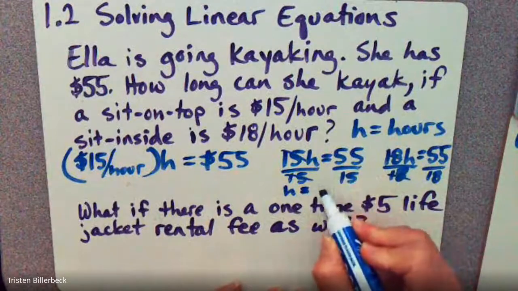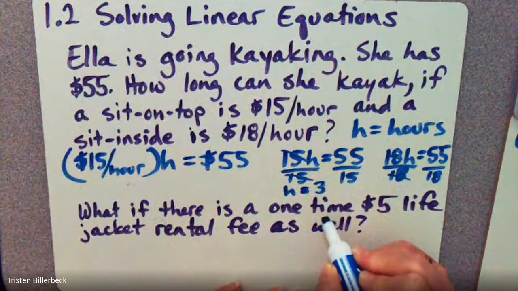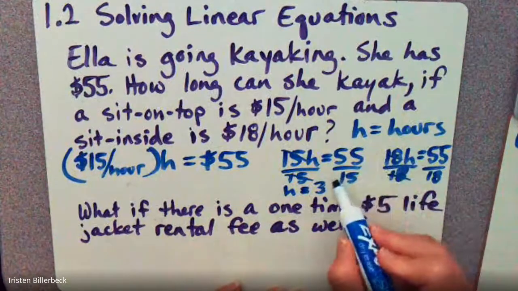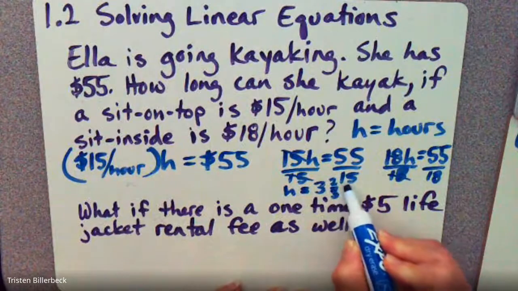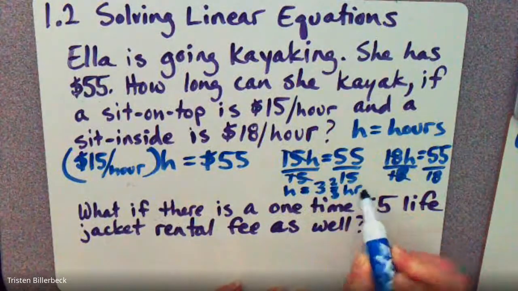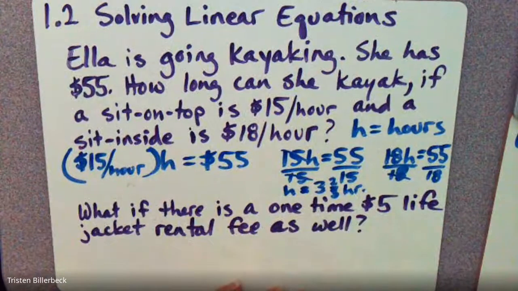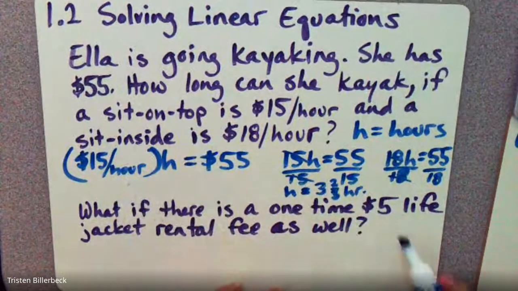3 times 15 is 45. So we have 3, and then we have 10 left over. So 10 over 15 is 2/3 hours. So that would be 3 hours and 2/3 hour. If a third of an hour is 20 minutes, that's 3 hours, 40 minutes with the sit on top.